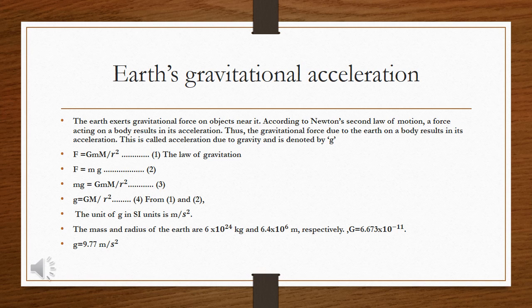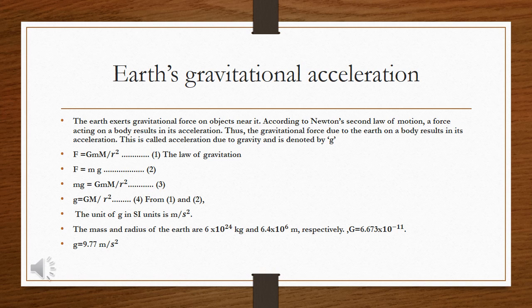Here, in place of m1 and m2, we are taking small m and capital M. Small m is the mass of the object, capital M is the mass of the earth, and r is the distance of the object from the center of the earth. Okay, so the law of gravitation is F equals G M m upon r square.